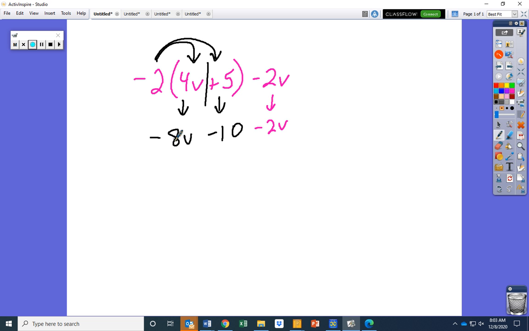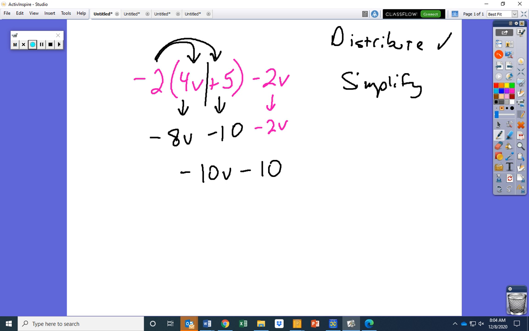Now, I look at this, can I combine anything here? Can I combine negative 8v and negative 10? Can I combine negative 8v and negative 2v? Yes, and if I do that, what do I have? I have negative 10v minus what? 10. The three things you're doing here: did we distribute? Yes. Did we simplify? What's the last thing? We're going to factor completely.